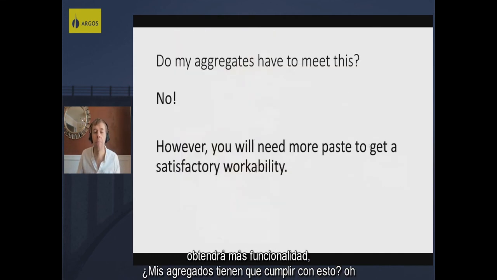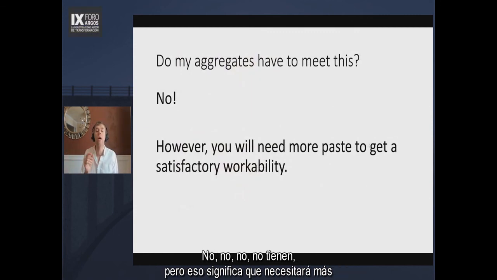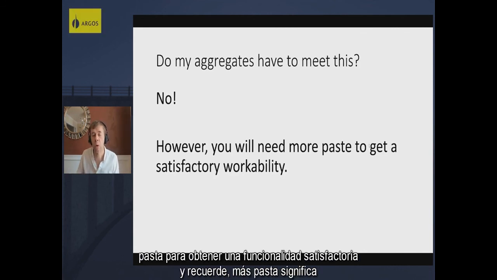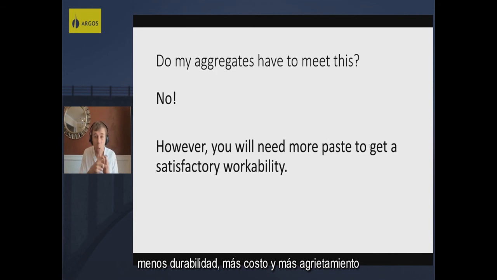So do my aggregates have to meet this? Oh, no, they don't. But that means that you'll need more paste to get a satisfactory workability. And remember, more paste means less durability, more cost, and more cracking.